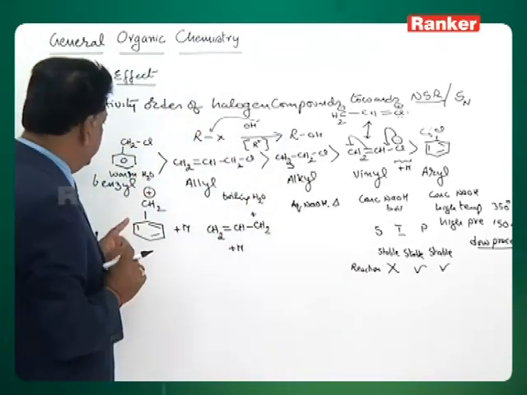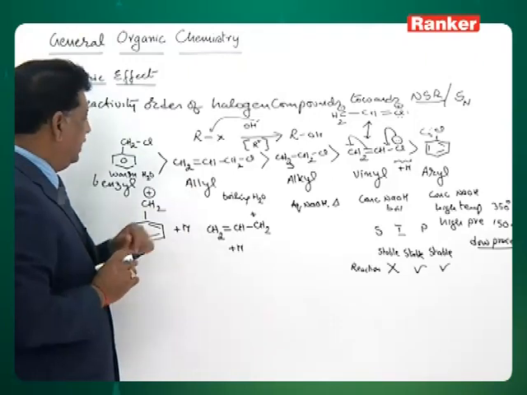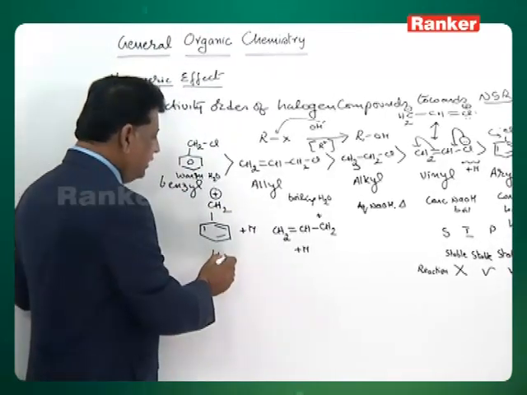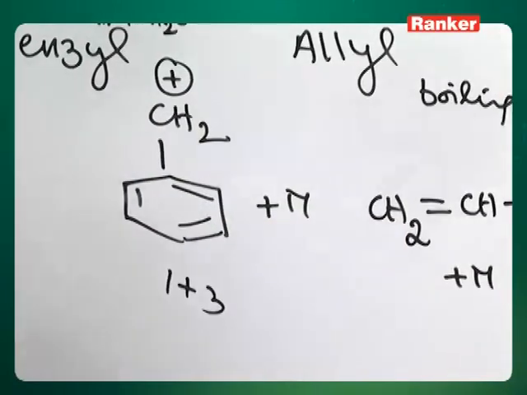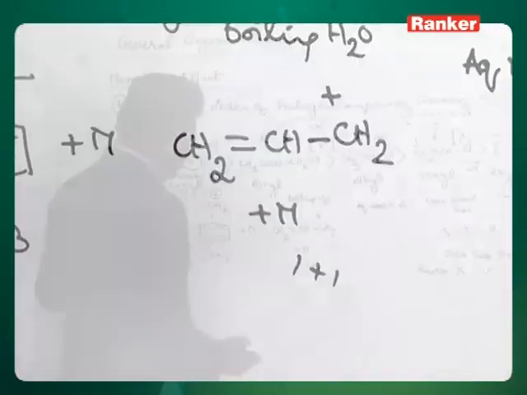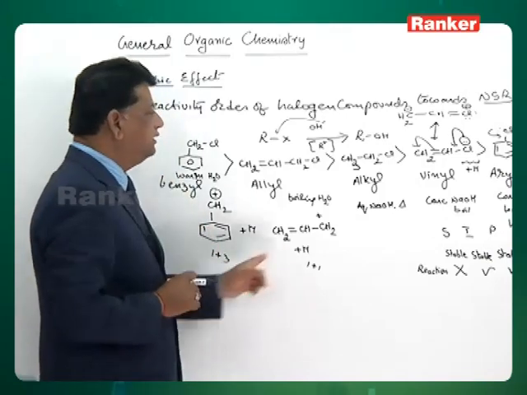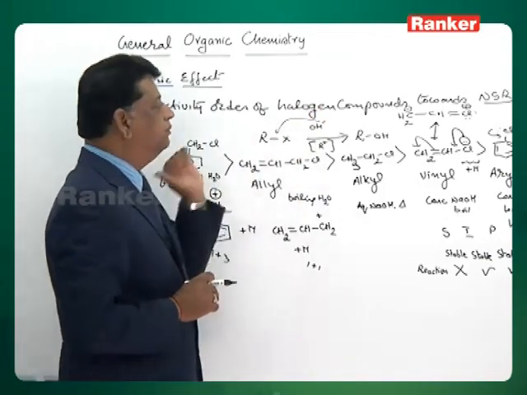Within them also, why is benzyl more reactive than allyl? Here the intermediate is stabilized by 1+3 resonance structures. This one is stabilized by 1+1 resonance structures. The more resonance structures, the more stabilized. The more the stabilization of the intermediate, the faster the reaction will be.